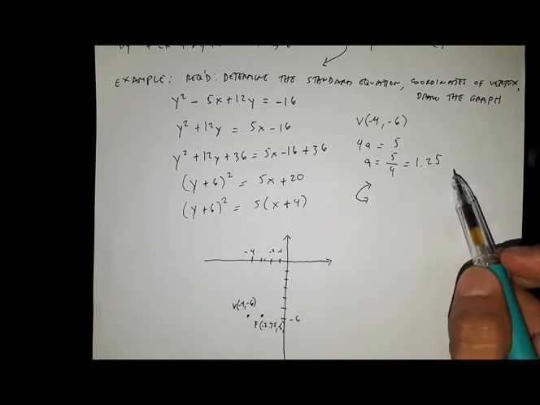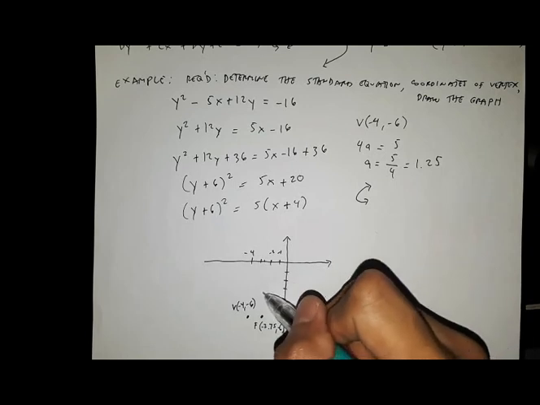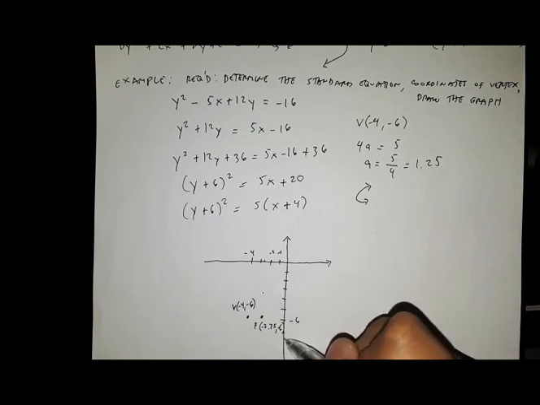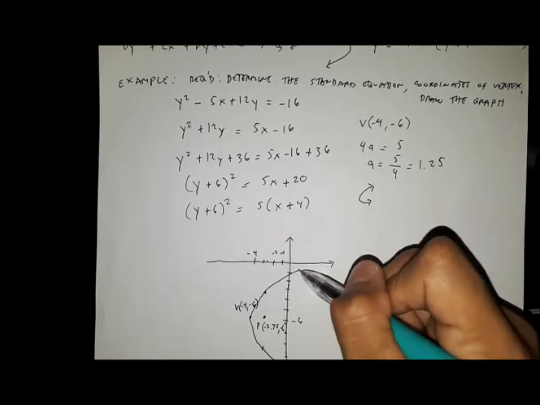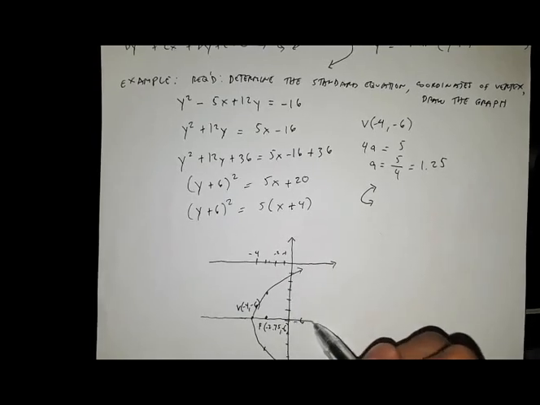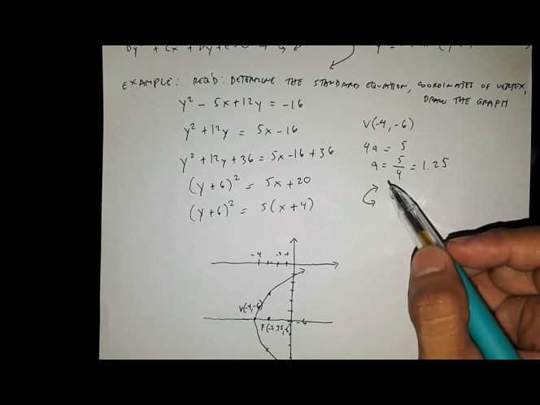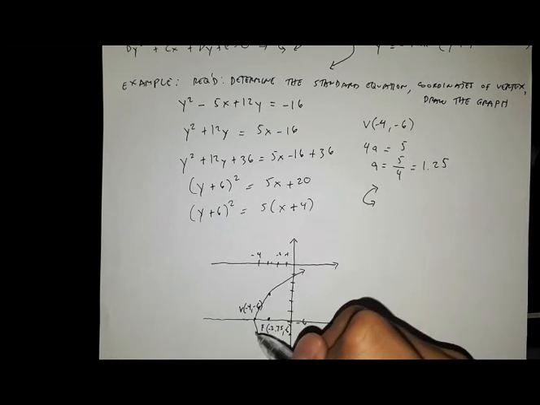So your latus rectum is 5 units long. It's located somewhere here. So this is your latus rectum. So the parabola opens like this. Then this is your axis of symmetry, or the axis of the parabola, and to plot the directrix, we move 1.25 units to the left, or at the back of the vertex.